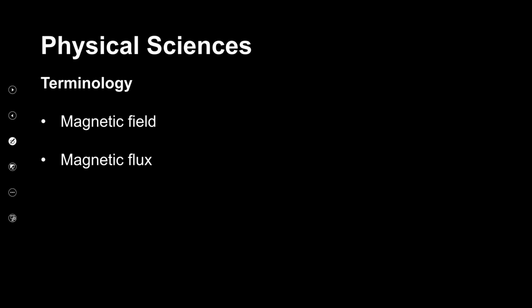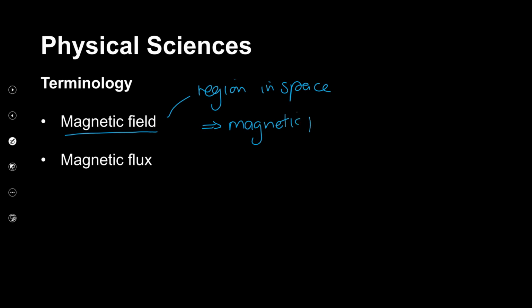I want to remind you about this idea of a magnetic field. A magnetic field is just a region in space, and it's like a gravitational field or an electrostatic field. The only thing is that when objects with magnetic properties, and there are not many of them, are placed into this region of space, they will experience a force.